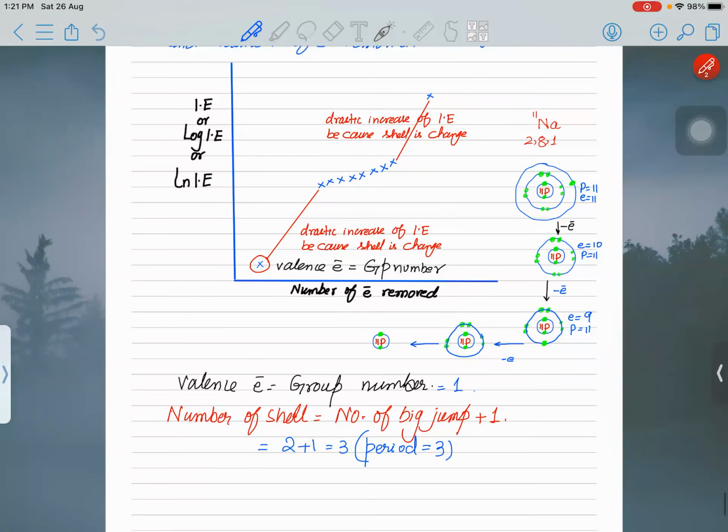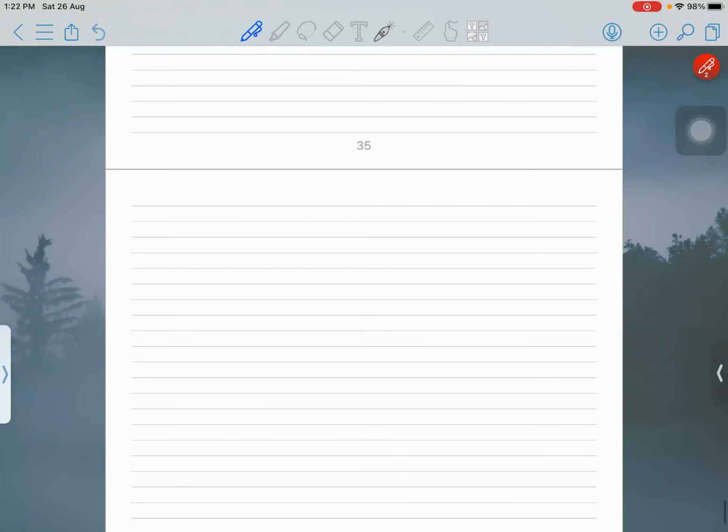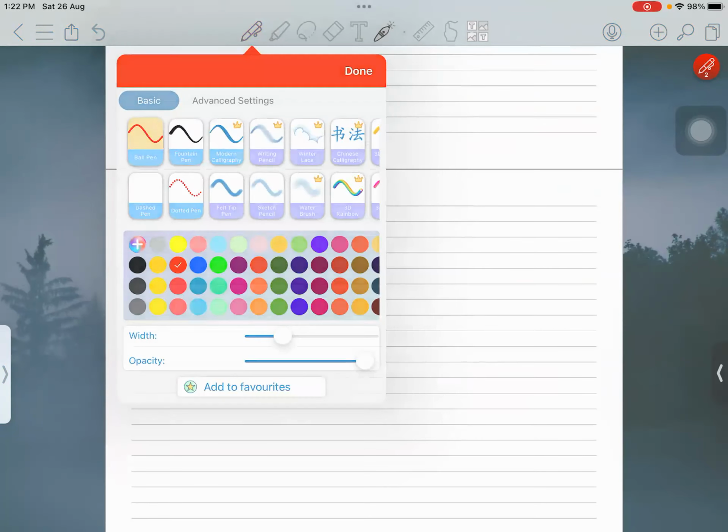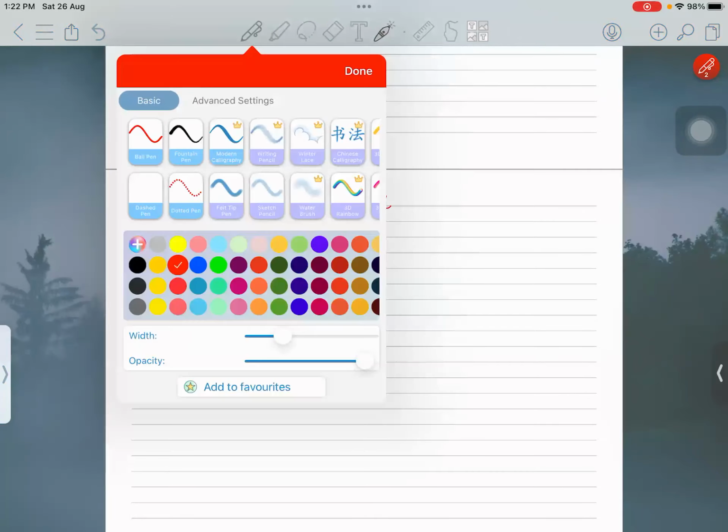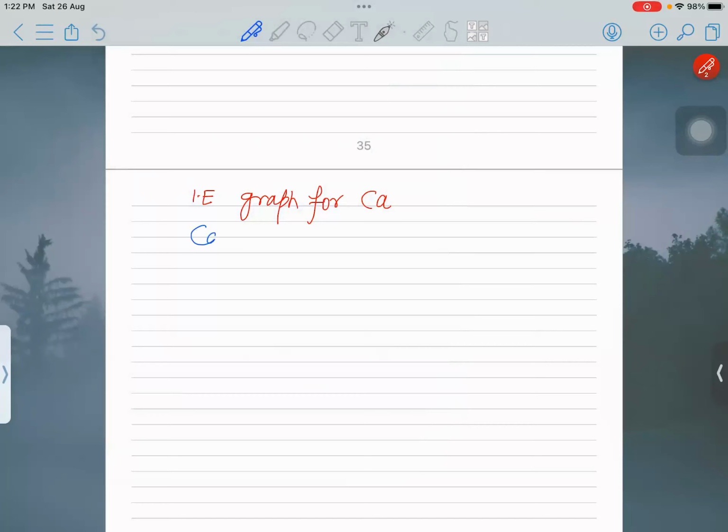Now, the graph for calcium. Ionization energy graph for calcium. Calcium has 20 electrons: 2, 8, 8, 2.